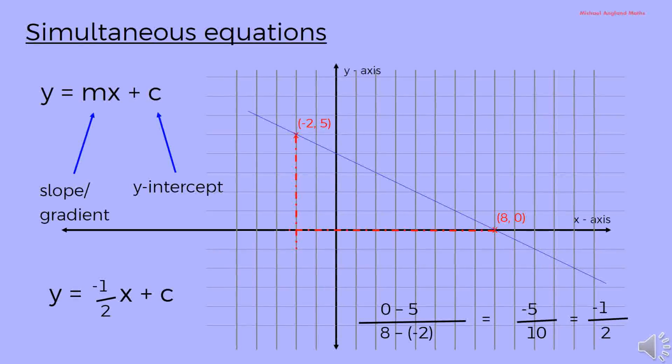So if we plug 8 for the x coordinate and 0 for y, we get 0 is equal to minus half times 8 plus c, which gives c minus 4 is 0, which gives c is equal to 4. So we have our equation of our line: y is equal to minus half x plus 4. And notice when we have a negative slope, it goes down as we move in the positive x direction, as opposed to before, where it went up as we moved in the positive x direction.